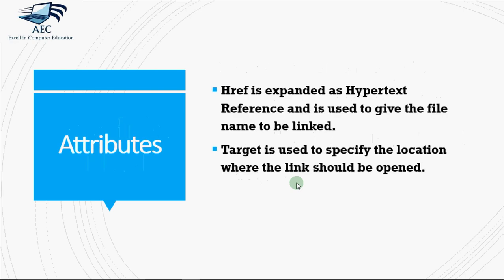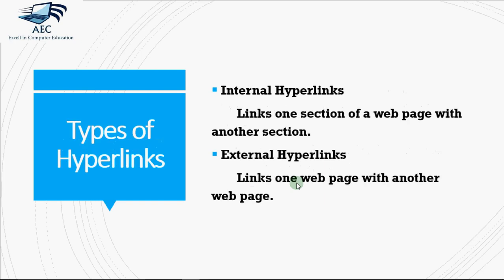Now, these two attributes I just told you, how do we use them? You'll get it in a better way when we do an example for that. Before we go for an example, I'll tell you the two types of links we have. One is internal hyperlink and one is external hyperlink.